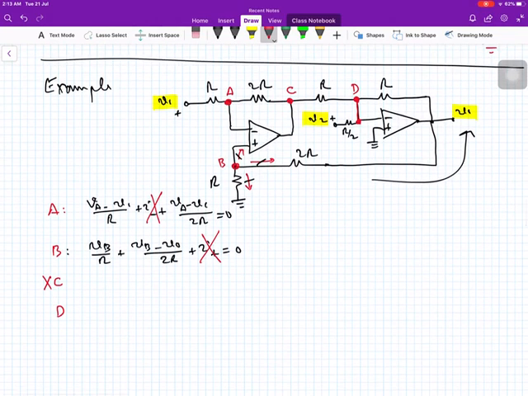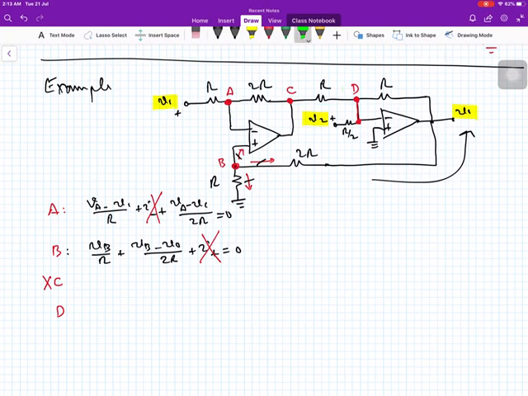Now, a very important thing in here, consider this. We can say that this current is VC minus VA divided by 2R, and this current is VC minus VD divided by R. So what is this current? We don't know this current. Therefore, we cannot write equation at this node because we don't know the current. Remember, we don't know the current. Therefore, we will skip this, and you will see that we can still analyze the circuit.